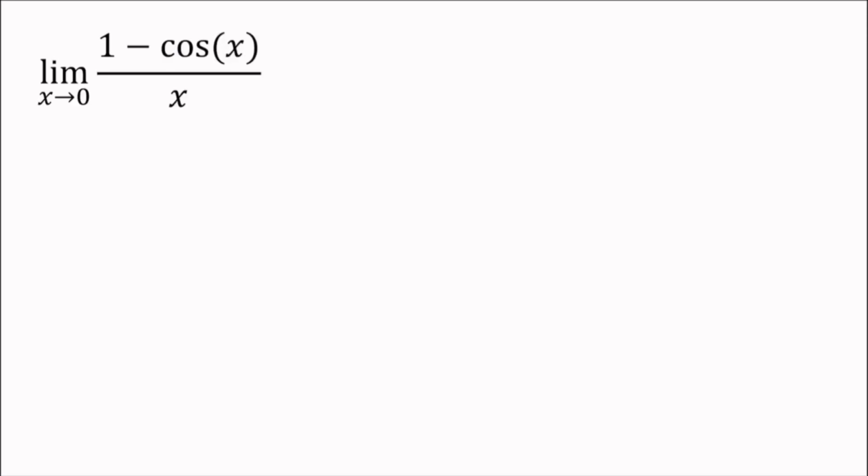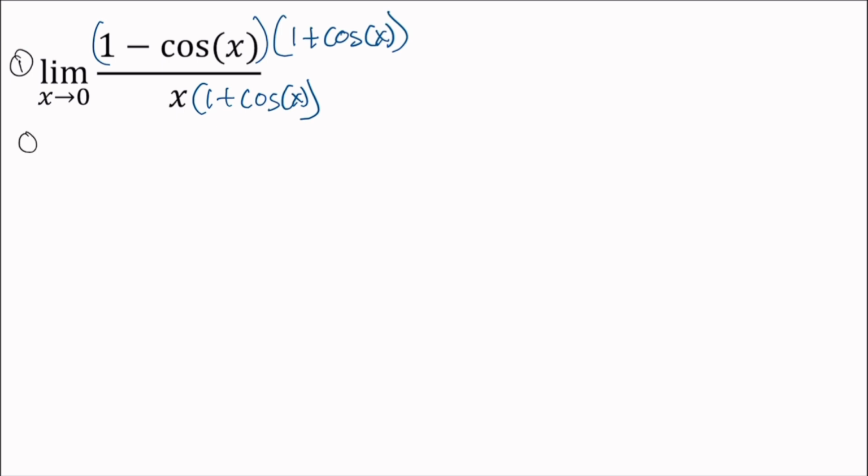So today's limit is the limit as x approaches 0 of (1 minus cosine of x) over x. The first thing we'd want to do is multiply the numerator and denominator by the conjugate of the numerator, which is 1 plus cosine of x, times 1 plus cosine of x. Okay, this is our first step. Our second step is to just simplify this.